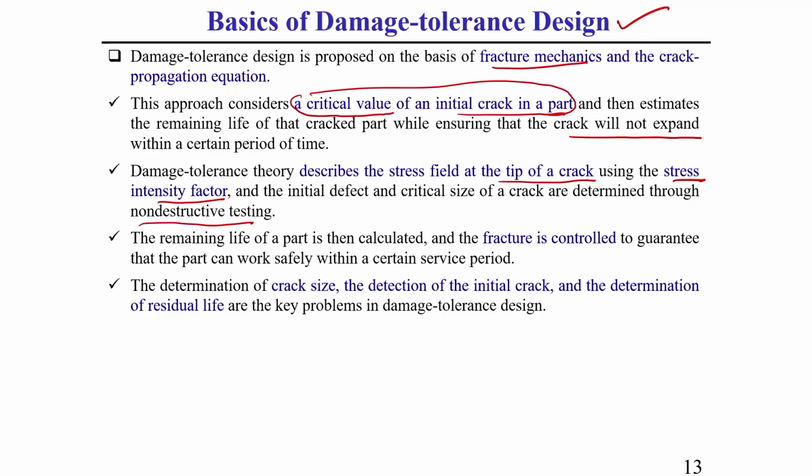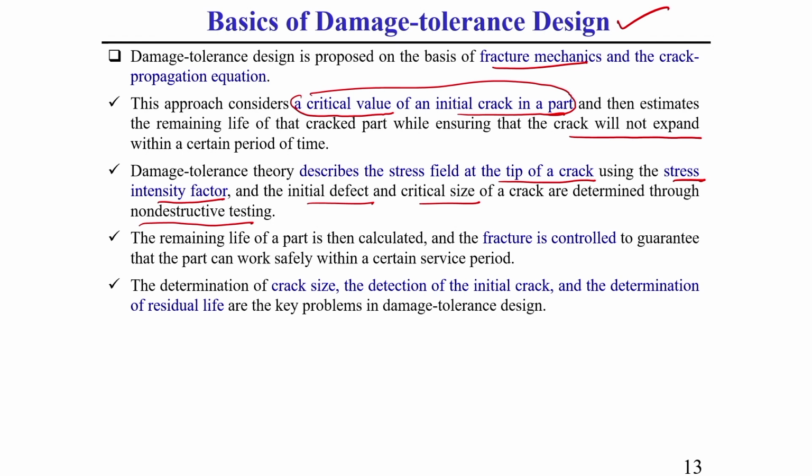There are different types of non-destructive testing, like XRD, ultrasonic vibration, and some other techniques like X-ray techniques. Some acoustic techniques are also there. Using those techniques, generally we need to find out the initial defect, the critical size.